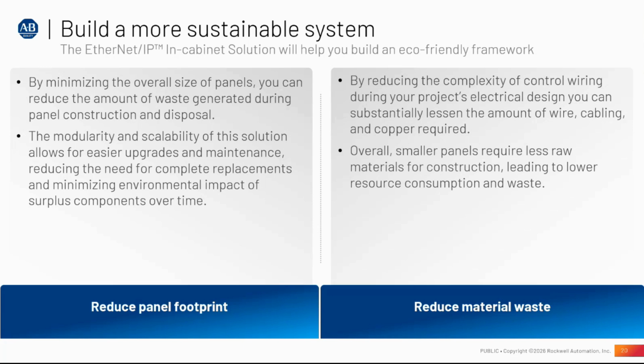By reducing the complexity of your control wiring during a project's electrical design, you can sustainably lessen the amount of wiring, cable, and copper required. And there's an overall smaller panel requiring less raw material for construction, leading to lower resource consumption and waste. So once again, it used to be 78 wires, now it's down to 1.